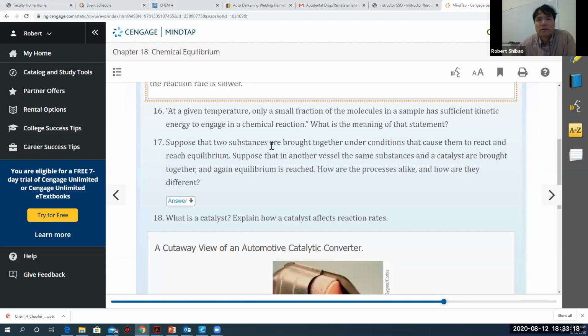Suppose that two substances are brought together under conditions that cause them to react and reach equilibrium. Suppose that in another vessel, the same substances and a catalyst are brought together, and again, equilibrium is reached. How are the processes alike? How are they different? It's the same reaction. The only difference is one, you're using a catalyst, the other you're not. It's the same reaction if we only look at the reactants and products. If we look at the path, the progress, the mechanism of the reaction, it's different. With the catalyst, the mechanism is different.